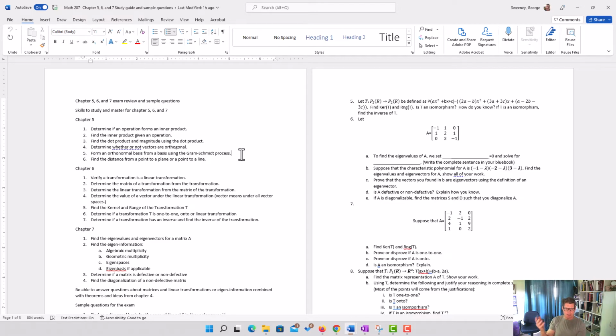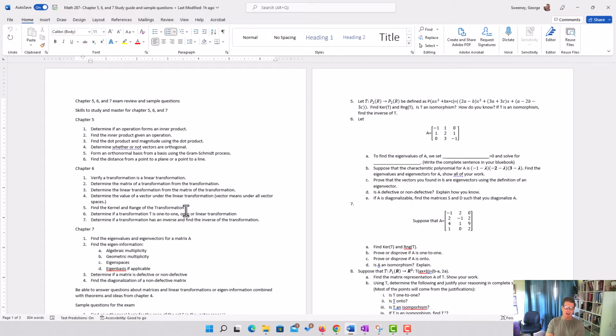Determine the value of a vector under the linear transformation. And so again, that's all vector spaces. So you're given a linear transformation. Tell me what the value of the vector is. Okay, under that linear transformation. Find the kernel and the range of the transformation T. Determine if a transformation T is 1-to-1, onto, or a linear transformation. And determine if a transformation has an inverse and find the inverse of the transformation.